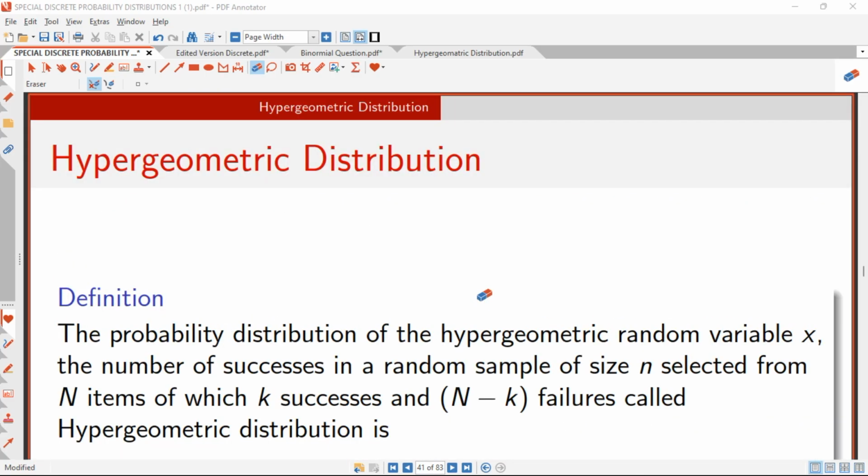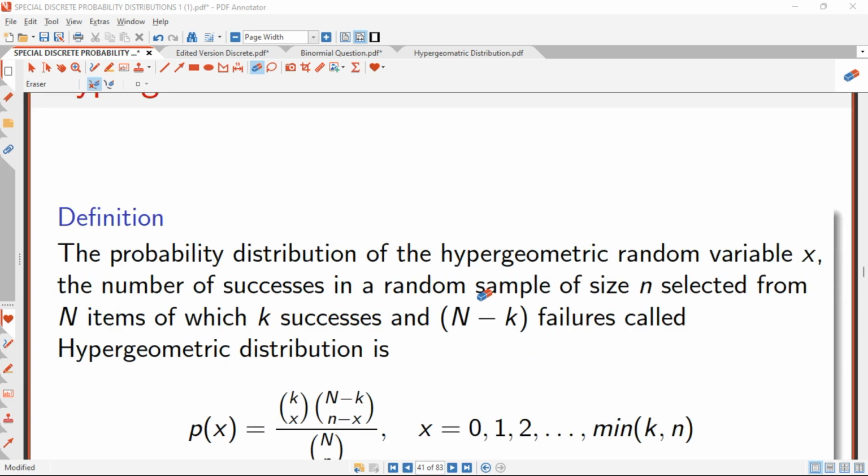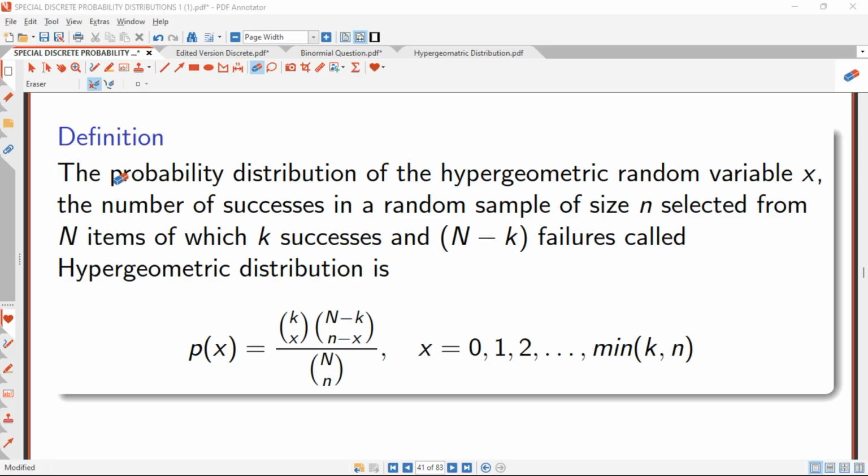So we have been understanding the introduction of the hypergeometric distribution. Let's dive into how we will understand the PMF for the hypergeometric distribution. Here we are saying that the probability distribution of the hypergeometric random variable x, the number of successes in a random sample of size n selected from N items of which k are successes and N minus k are failures, is called the hypergeometric distribution. So the probability of x will be equal to k combination x times N minus k combination n minus x, divided by N combination n.